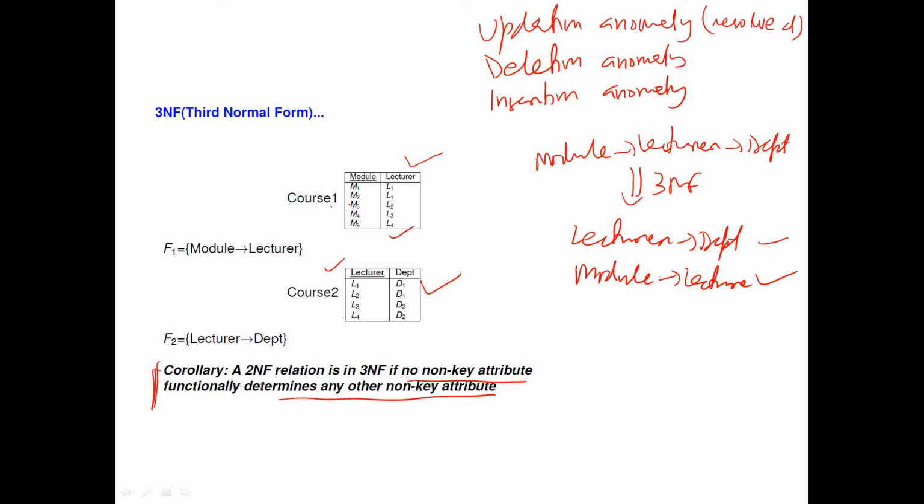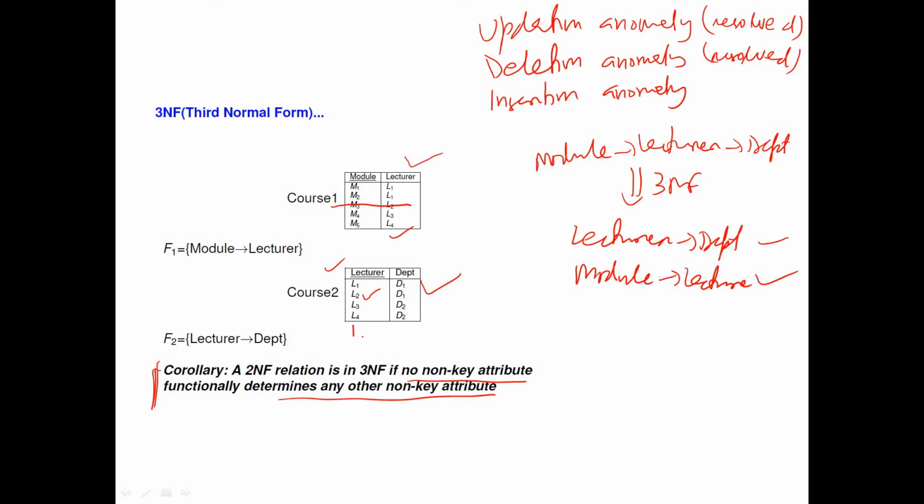If I remove the M3, is it removing the L2? No, L2 is remaining there because L2 is contained in the primary key of course 2. So it is not automatically deleted. So the deletion anomaly is resolved. It is not there.